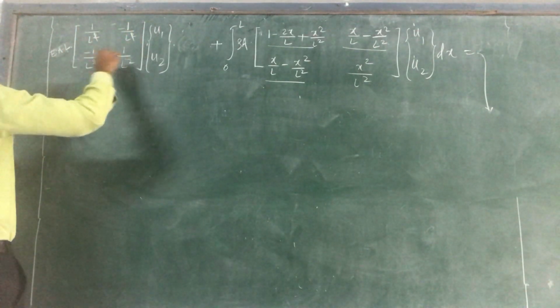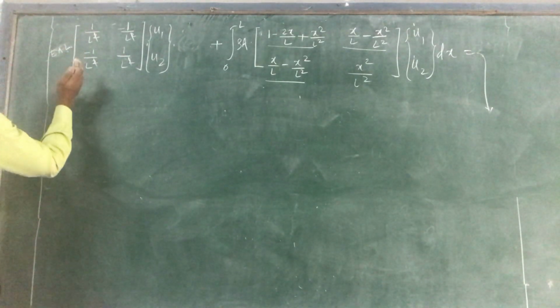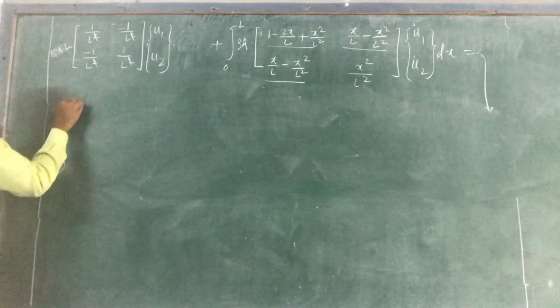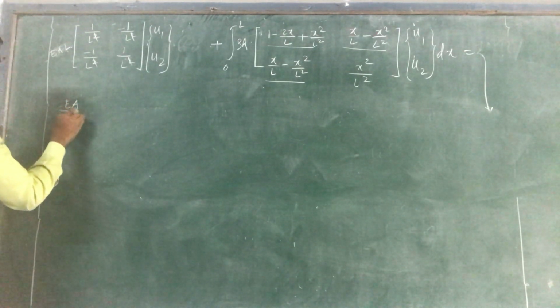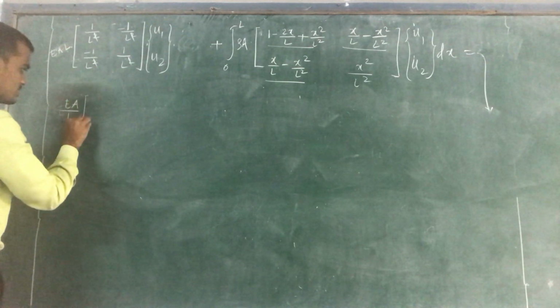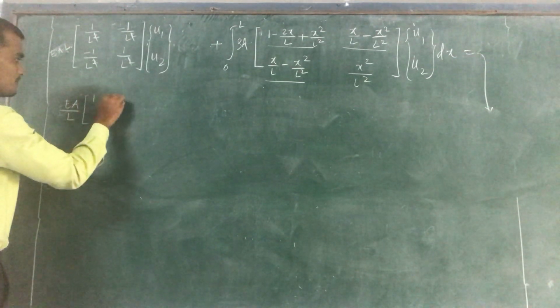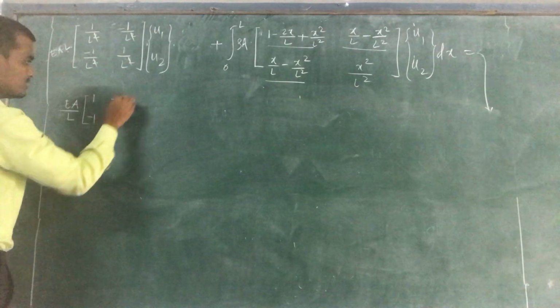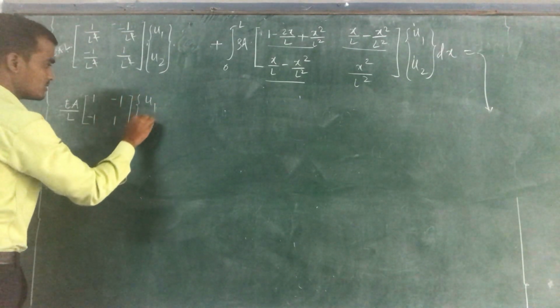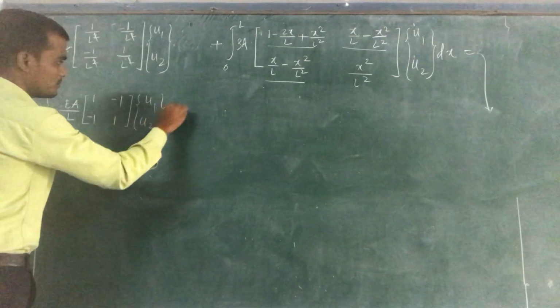Each L will get cancelled. So this 1 by L will be common. So we can write this as EA by L. We have taken this as a common. So this matrix will remain as 1, minus 1, minus 1, 1 into u1 u2, plus.